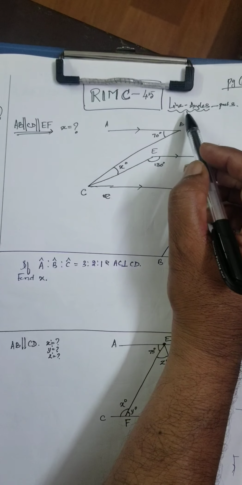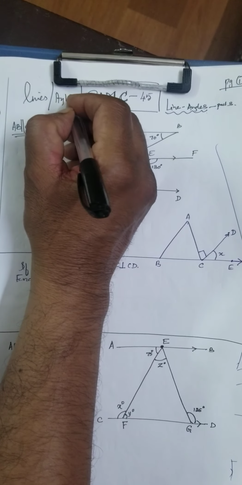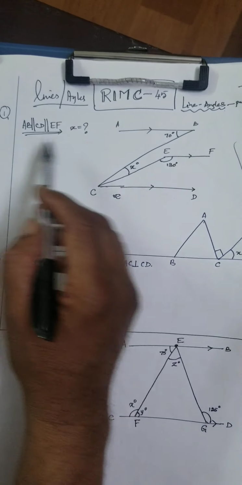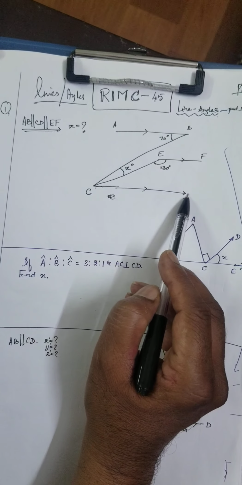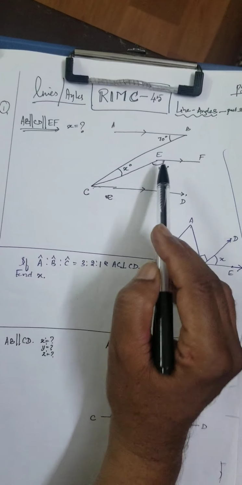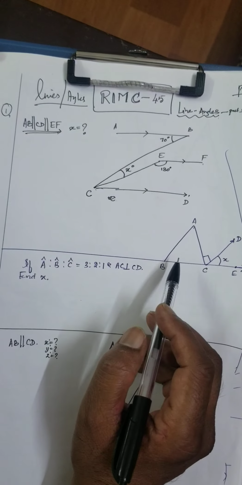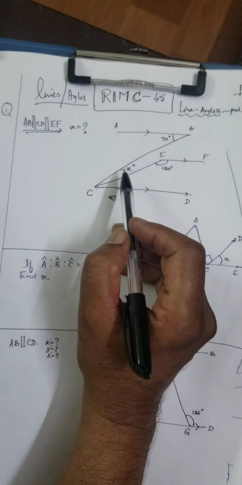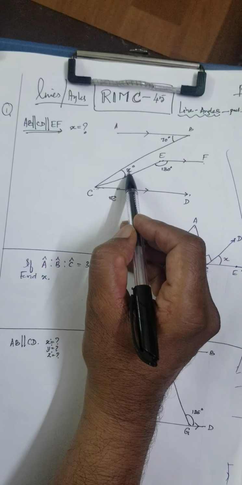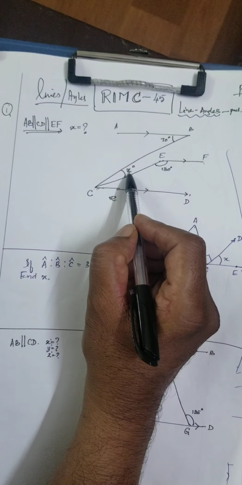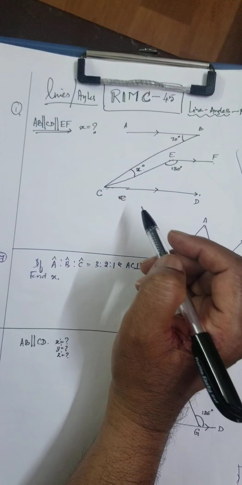Today I'm going to do the last part of the lines and angles chapter. Here it is given that AB is parallel to CD, and EF is also parallel to AB as well as CD. This angle, from here the line is joined to E, has the value X. Find the value of X. How to find the X?